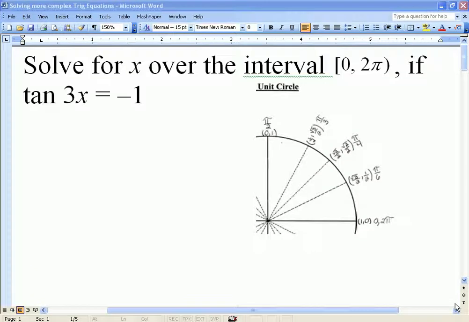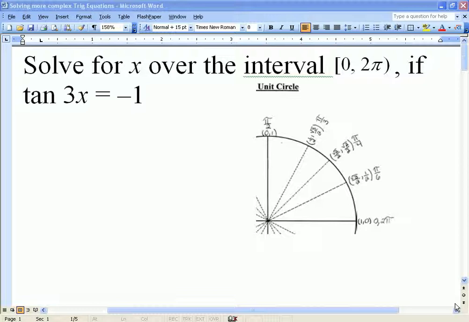We are going to be solving a more complex trig equation. The complexity lies in the fact that we're solving for x, and the equation that we are given is that the tangent of 3x equals -1. Our first step would have to be to find the reference angle for 3x, and then only after we have solved for the angle 3x will we then go and solve for the angle x.